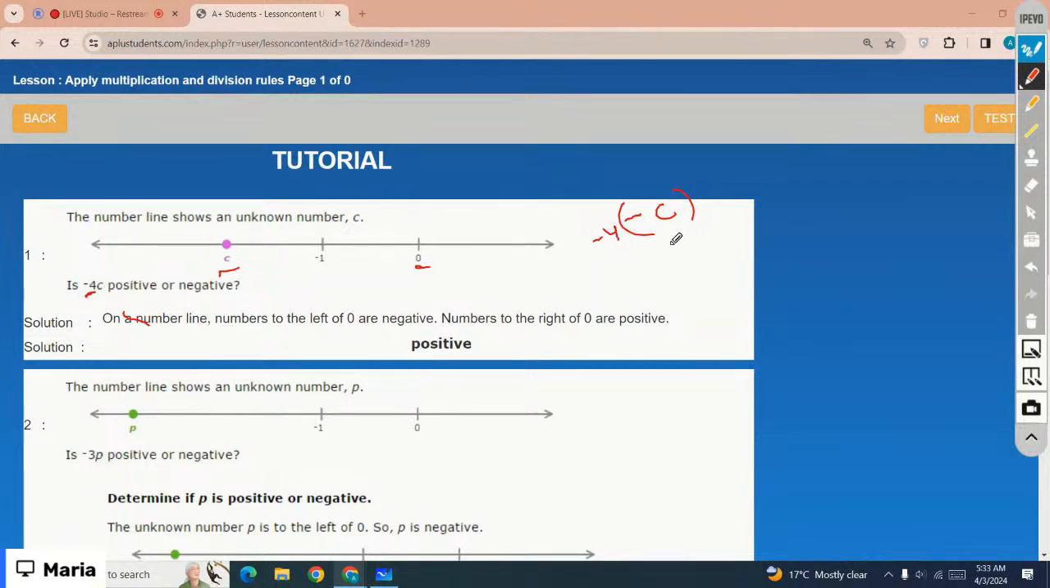When you multiply two negative numbers, the answer is always a positive number, right? So the correct option is positive because you're multiplying two negative numbers. Got it? The product of two negative numbers is always a positive number. Got it?